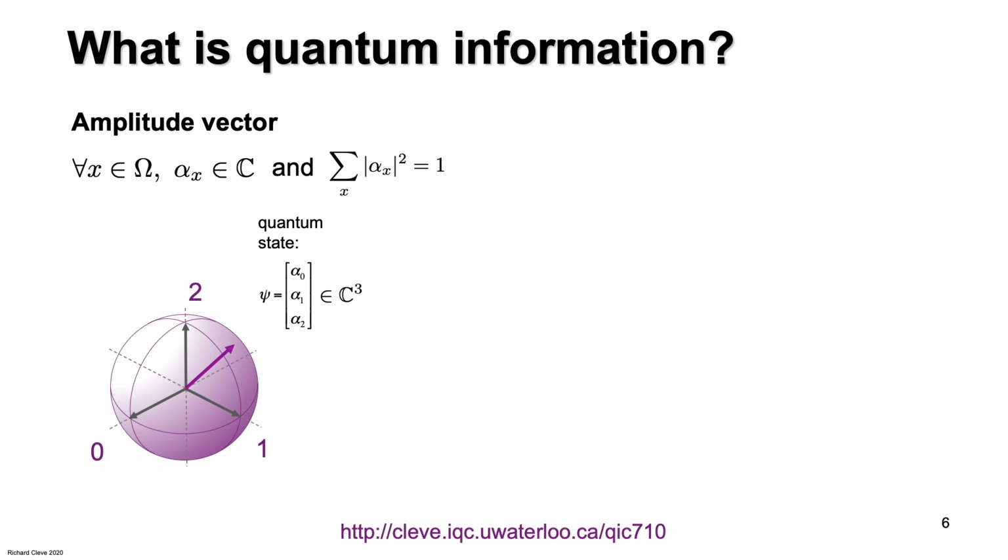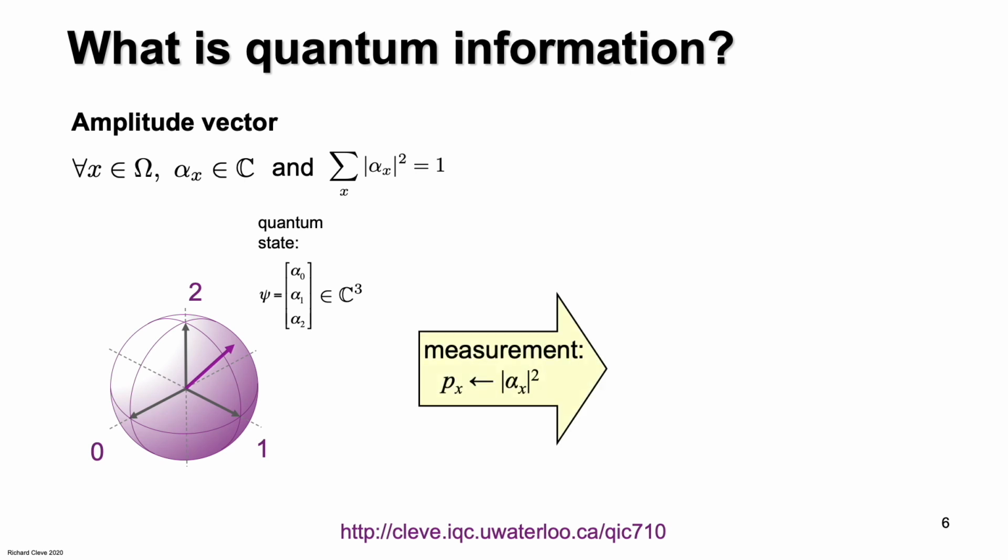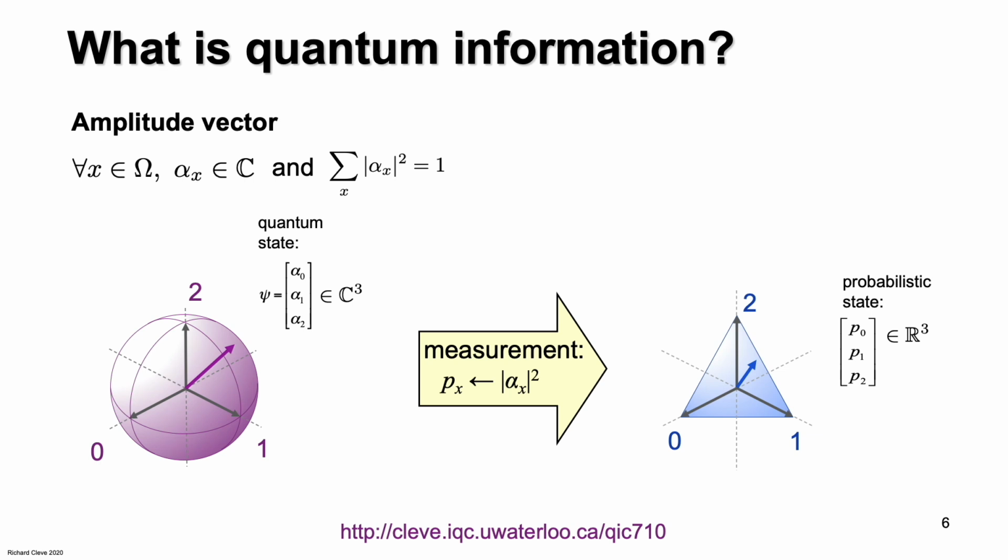We cannot directly see the amplitude vector of a quantum system. If we want to see something, we can apply a measurement operation which has the effect of turning the state into a probability distribution with probabilities the absolute values of the amplitudes squared. Then we can observe from this probability distribution.